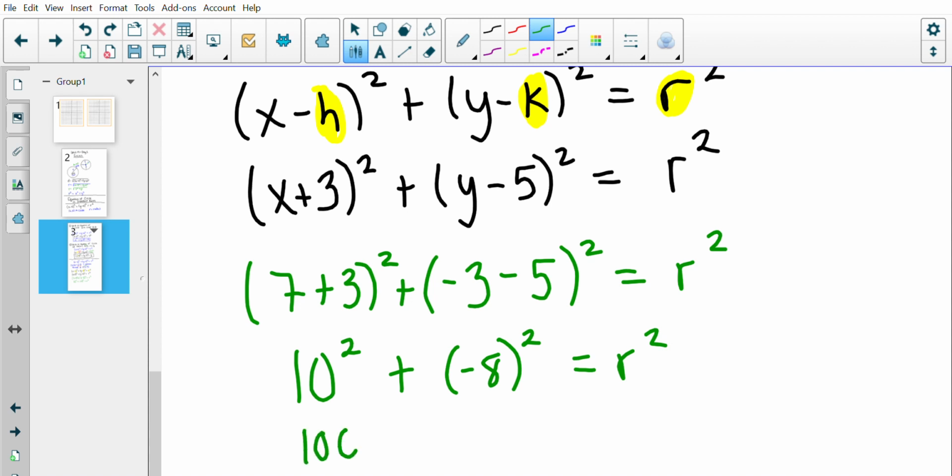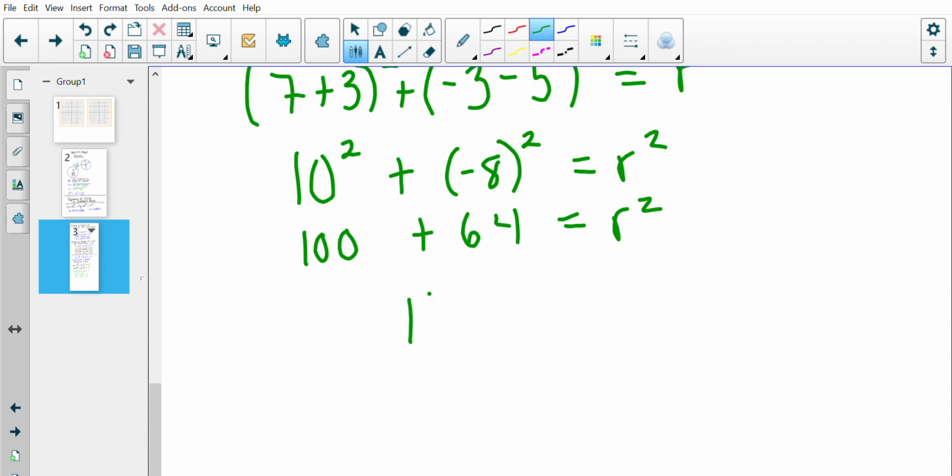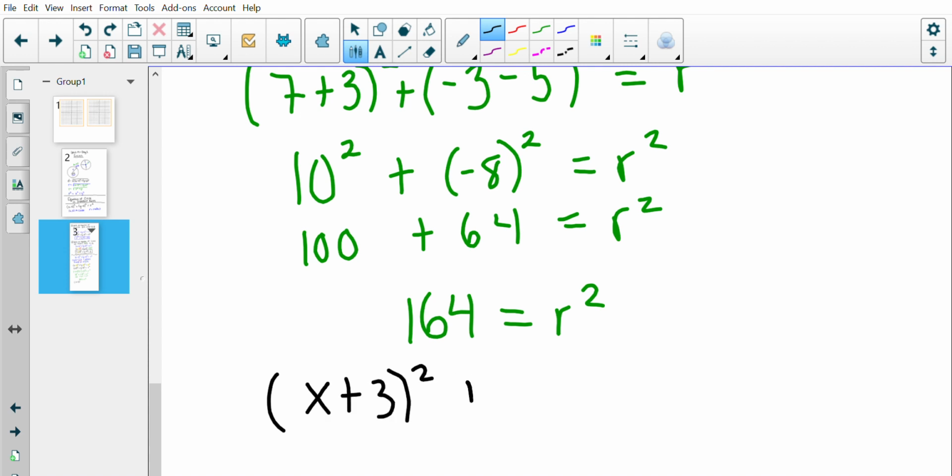So we will have 100 plus 64 equals r squared. So we have 164 is equal to r squared. And actually in the equation we want r squared, we do not want r, so we do not have to root both sides. So our equation of our circle with center negative 3, 5 that passes through the point 7, negative 3 will be the equation x plus 3 squared plus y minus 5 squared equals 164.